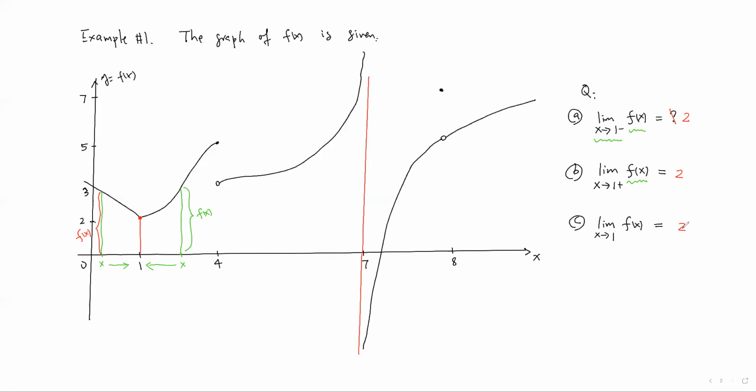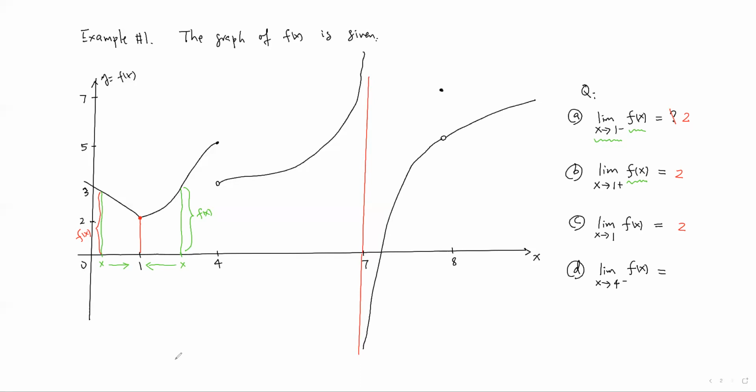Now, D. Find this limit: x approaches 4 minus. That means that x approaches 4 from the left side. What number will the function approach? Now let me pick a point for x. x should be on the left side of 4.